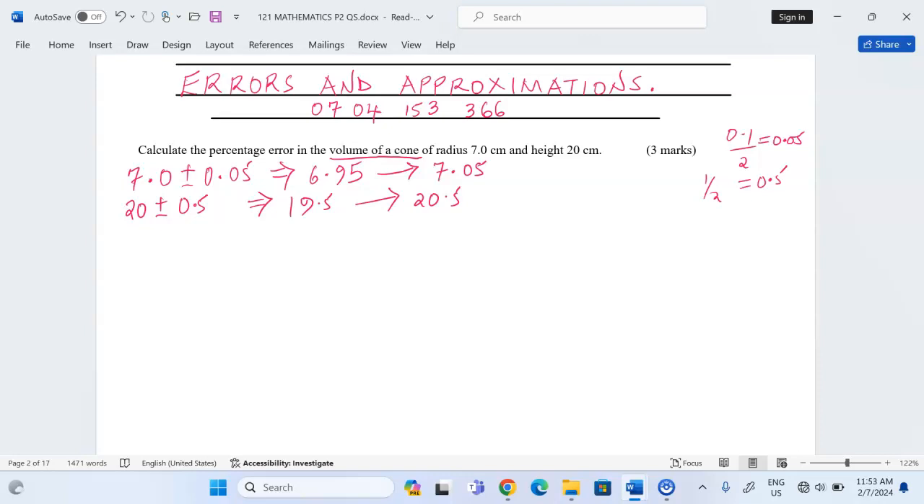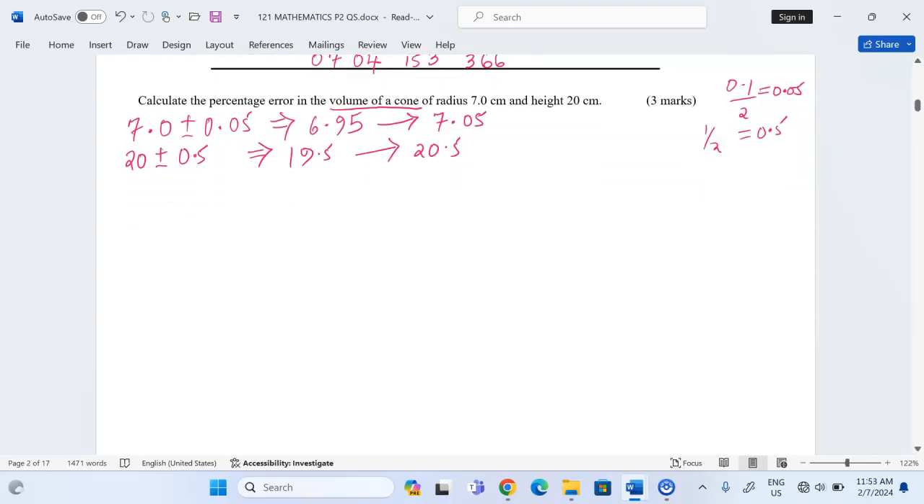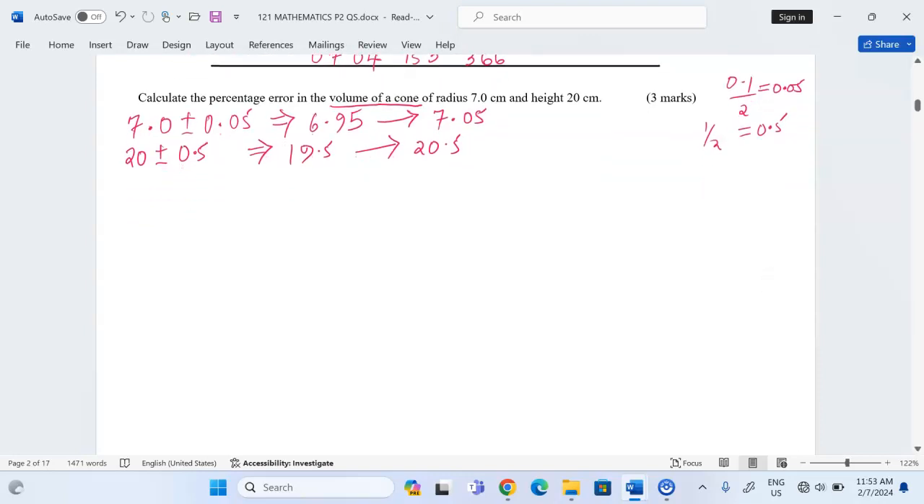After getting the range of the recording of all these values, the next thing to do is to calculate what we call maximum volume, minimum volume, and the working volume. So volume maximum is going to be, remember, let me write the general formula here: a third of base area, and because it is a cone, the base is circular, so pi r squared, this is now the base area, times height, a third pi r squared h.